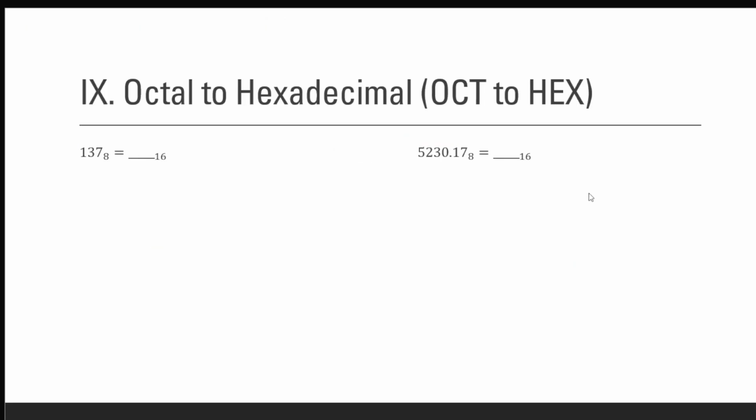I hope malinaw, no? So, next, paano naman si octal to hexadecimal? So, for this one, we are really going to pass through the binary number system. So, we're just going to convert first octal to binary. Di ba alam naman na natin yan, yung octal to binary. So, again, the method is octal, go to binary, then go to hexadecimal.